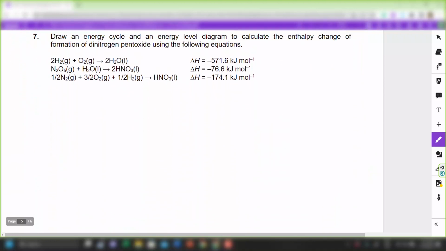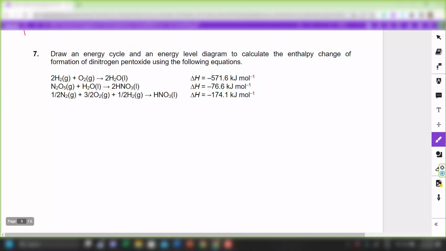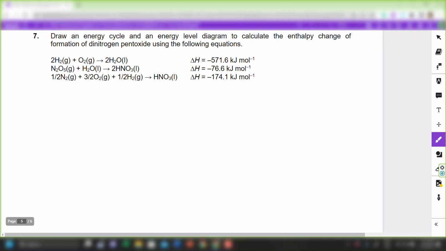Okay, then next, again, it's similar to question 6. You notice that the question sort of repeats itself a little bit, so that to really get you familiar with how to draw cycles and level diagrams. I'm supposed to again calculate the enthalpy change of formation for N2O5, but this time round I'm given different sets of data. So what I'm going to do now is again write down the definition. So that's N2 gas plus 5 half O2 gas.